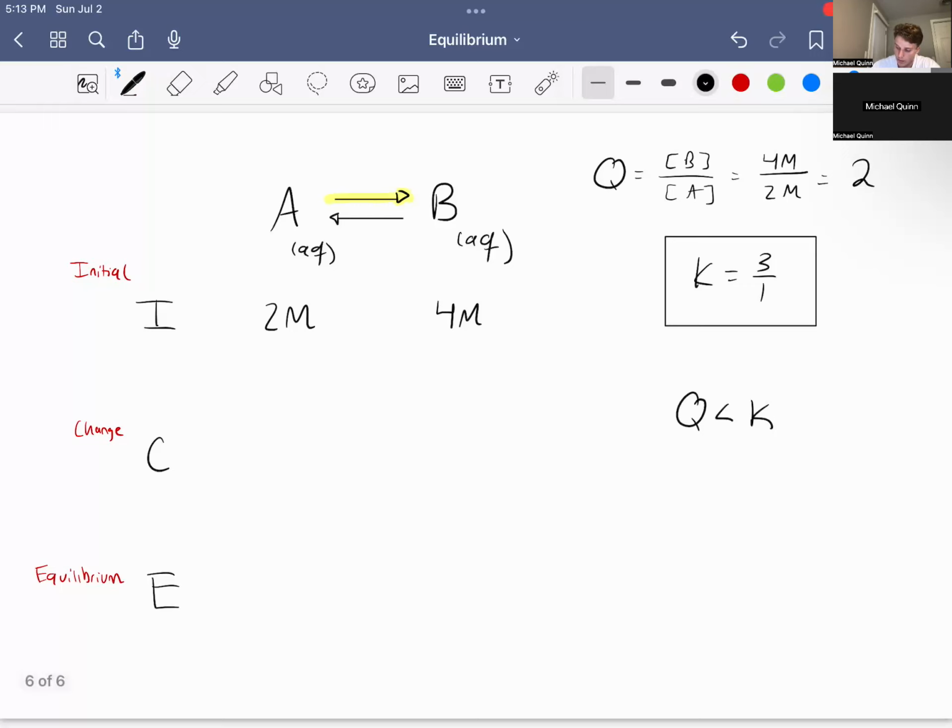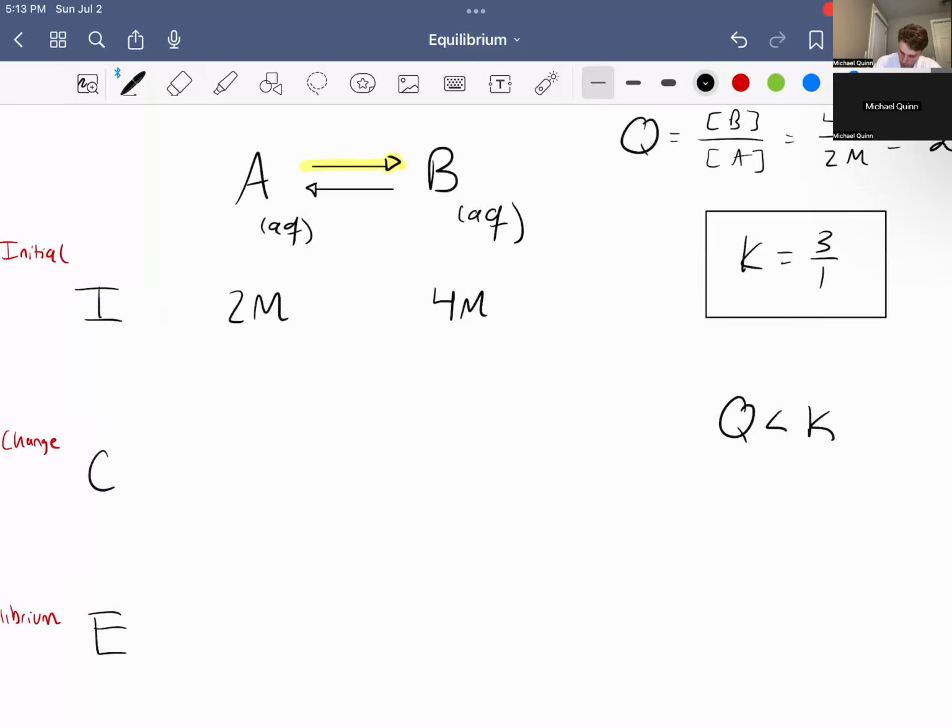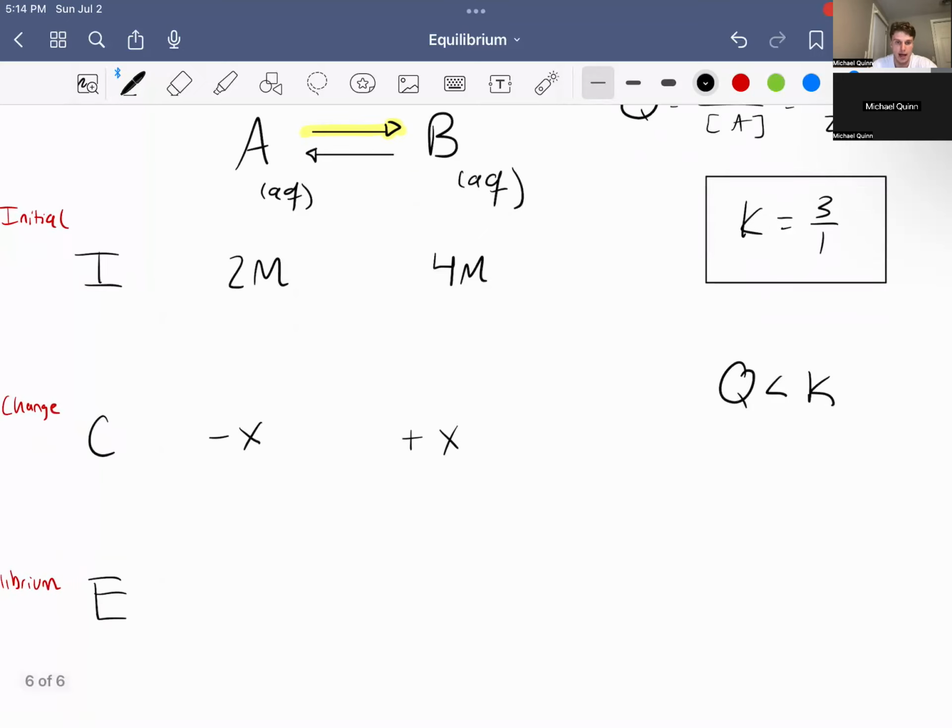So we know that we are going to the right. So we can say this is minus x. This will be plus x. This shows that we are going to lose A. And where is the A going? Well, it is going in the forward direction to make B. That's why we can add B.